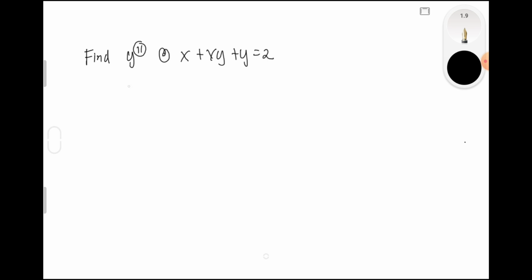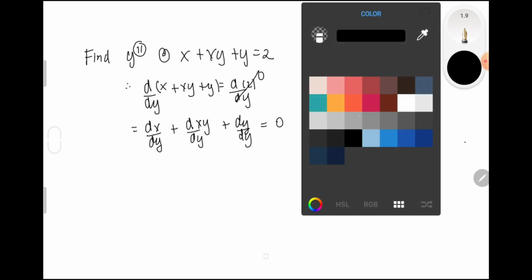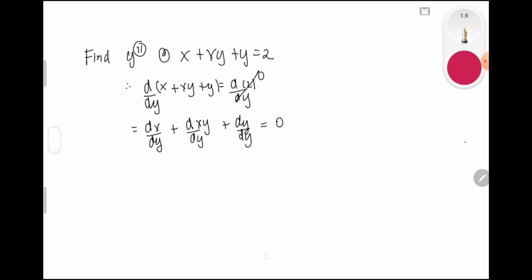So therefore, for our first derivative, we will have the derivative of x with respect to y plus xy plus y equals the derivative of 2 with respect to y. So take note that this will be 0, and we will have the derivative of x with respect to y plus the derivative of xy with respect to y plus the derivative of y with respect to y, so equals 0. So notably, in this equation, the derivative of x with respect to y will be equal to 1.